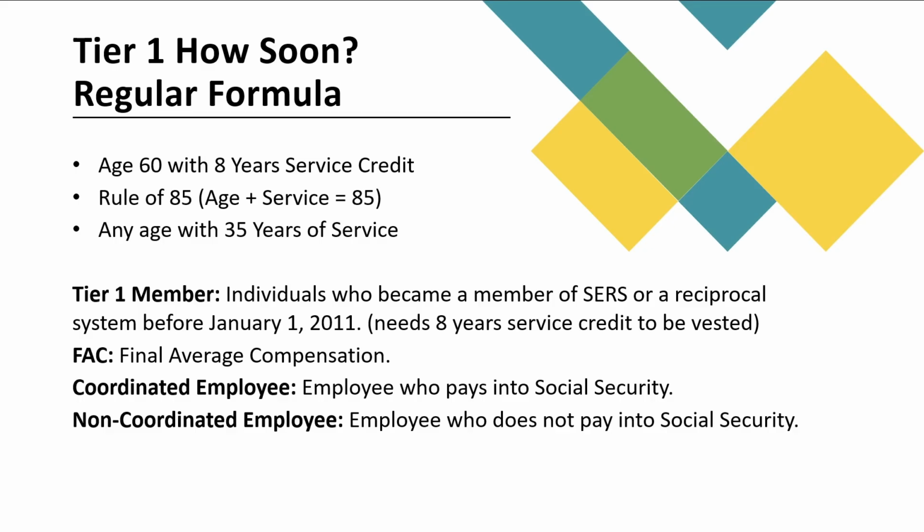So remember, Tier 1 members are individuals who became a member of SCRS or a reciprocal system before January 1 of 2011. Those members need 8 years of service credit to become vested. The FAC stands for Final Average Compensation, in which we find the highest continuous 48 months of earnings out of their last 120 to compute that FAC dollar amount.